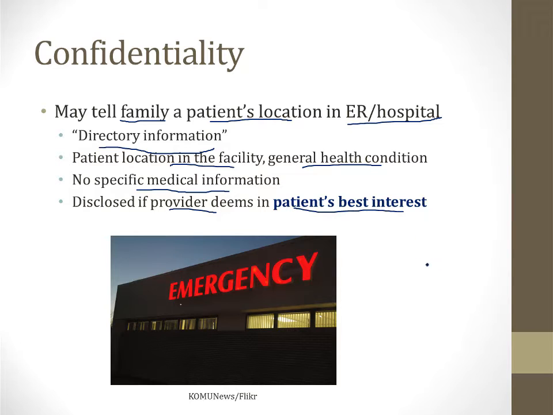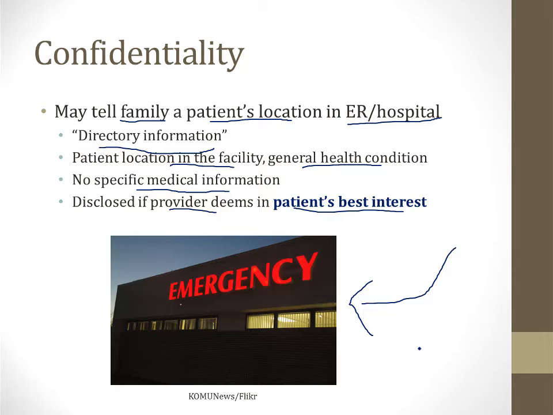So, for example, if the family of a patient arrives at the emergency room and they want to know if their loved one is in the emergency room and they have information about the patient, like their medical history and the medicines that they take, it may be in the patient's best interest to let that family know that their patient is in the emergency room, and it's okay to go ahead and do this, even if the patient hasn't given specific permission.